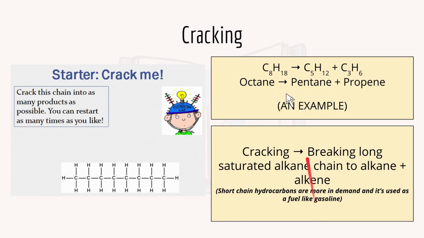Then we'll move on to cracking. So here's an example of cracking. It's octane to pentane plus propene. So cracking will always be alkane to alkane plus alkene. And cracking is breaking long saturated alkane chain into alkane plus alkene, because short chain hydrocarbons are more in demand and it's used as a fuel like gasoline.